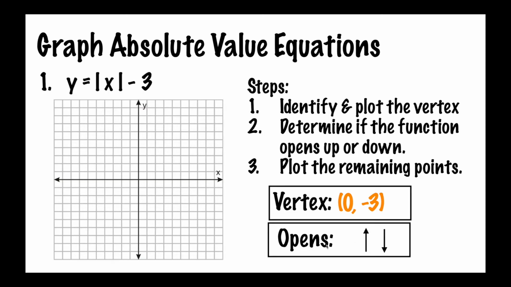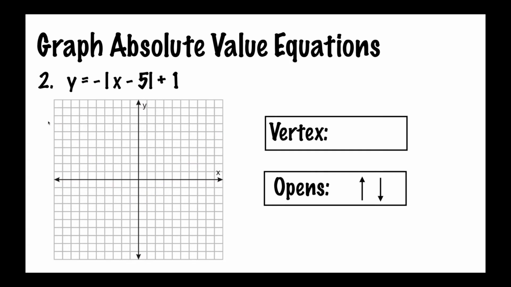Then from there, we have to decide if this is going to open up or down. And again, that's determined based on whatever is written in front of the absolute value. There's no number written here, which means that there's a 1. And since it's positive, this is going to open up. Once we know that it opens up and that the rate of change, the value for a, is 1, we can go up 1 and over 1 in each direction until we form this V-shaped graph here.